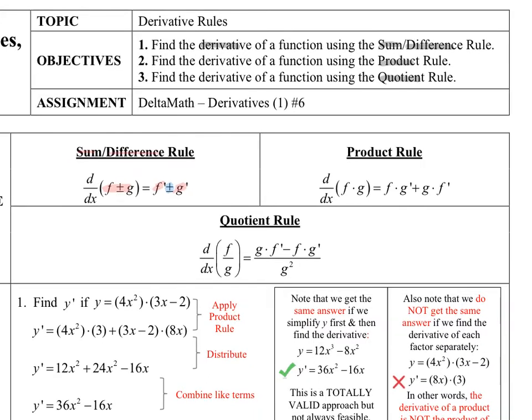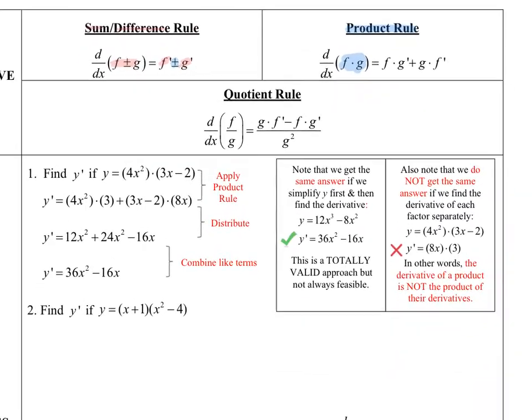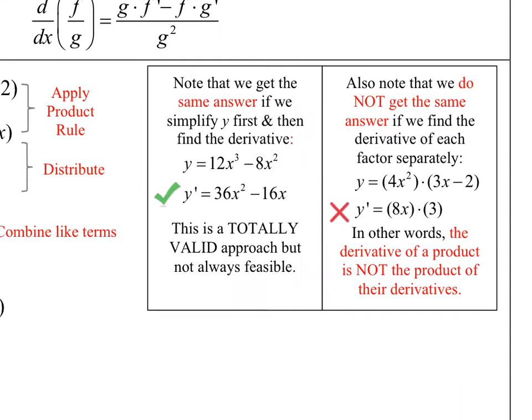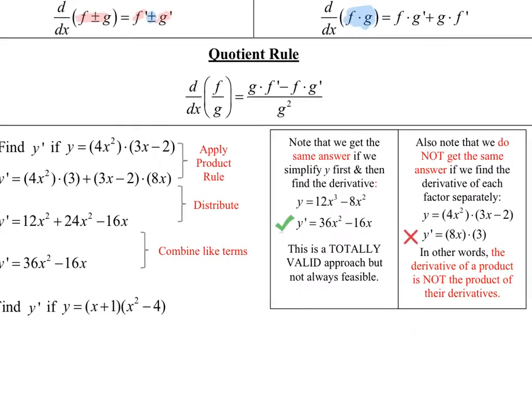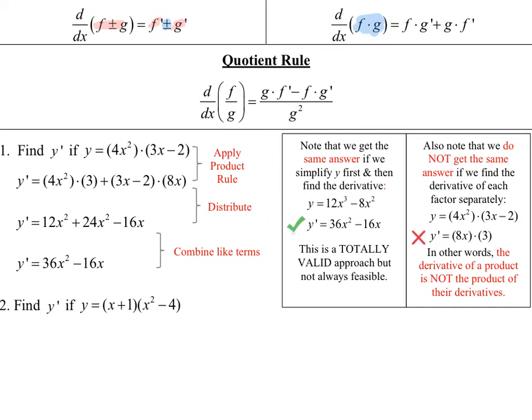You'll see the product rule that is listed right here. It is showing that when you do the derivative of a product, it is not the product of the derivatives. And I've got a little example down here to show you that. So if we have a function that we're trying to find the derivative of, and my function here is this 4x squared times 3x minus 2.